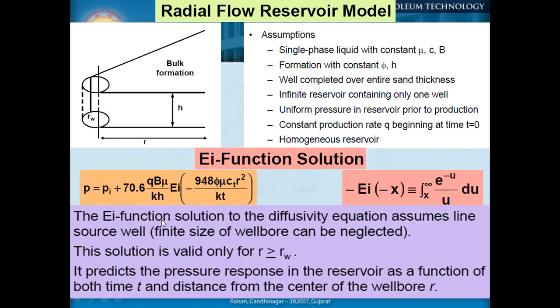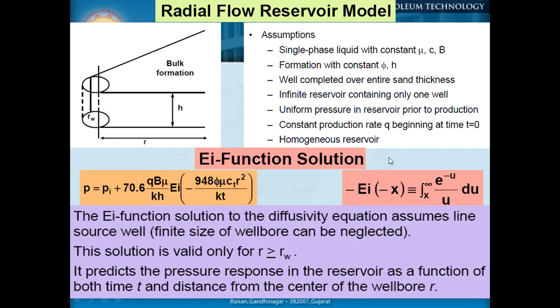The Ei function solution to the diffusion equation assumes a line source well. The solution is valid only for r greater than or equal to rw. That means whatever we get just after the wellbore radius can be solved with this diffusion equation. It predicts the pressure response in a reservoir as a function of both time and distance r from the center of the wellbore.